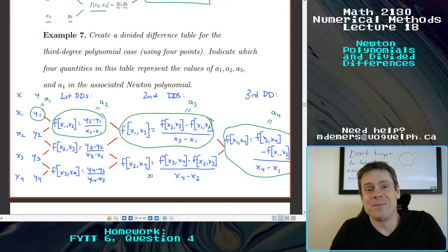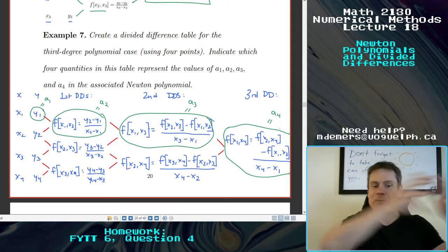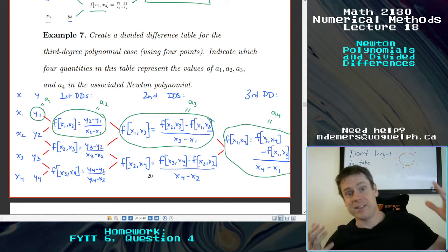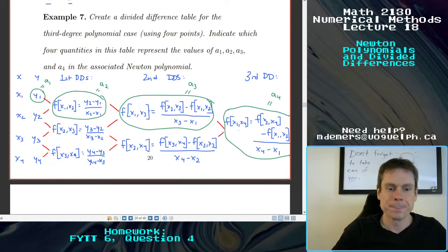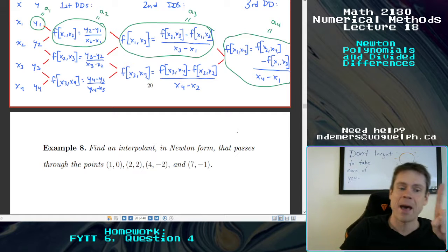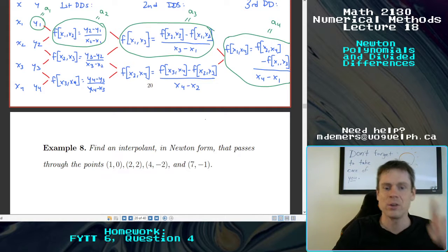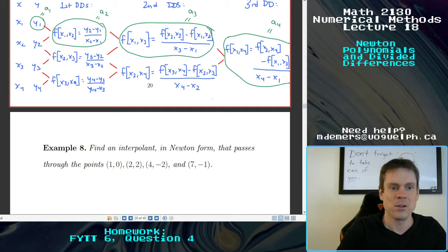Crazy. Let's apply this to an example, because all this really is kind of a formulaic approach for how we would calculate those coefficients. It's nice to actually be able to do them. Okay, so we're going to find an interpolant in Newton form that passes through the points 1, 0, 2, 2, 4, minus 2, and 7, minus 1.